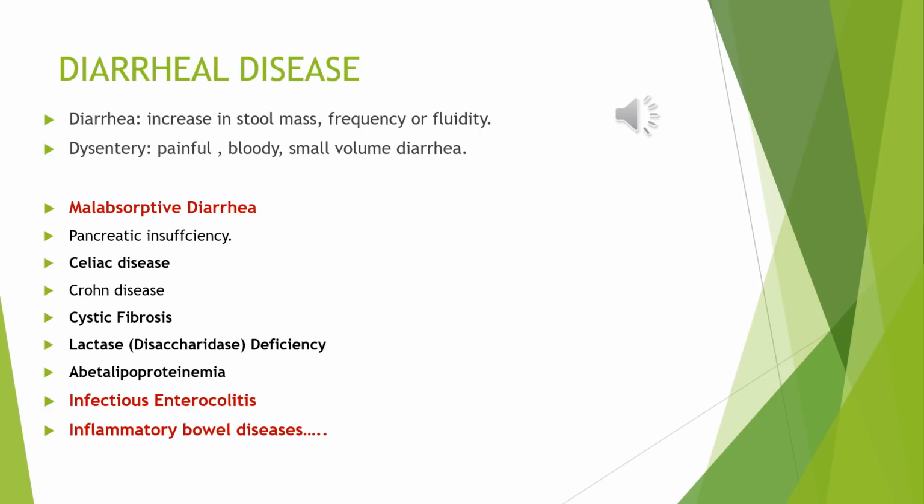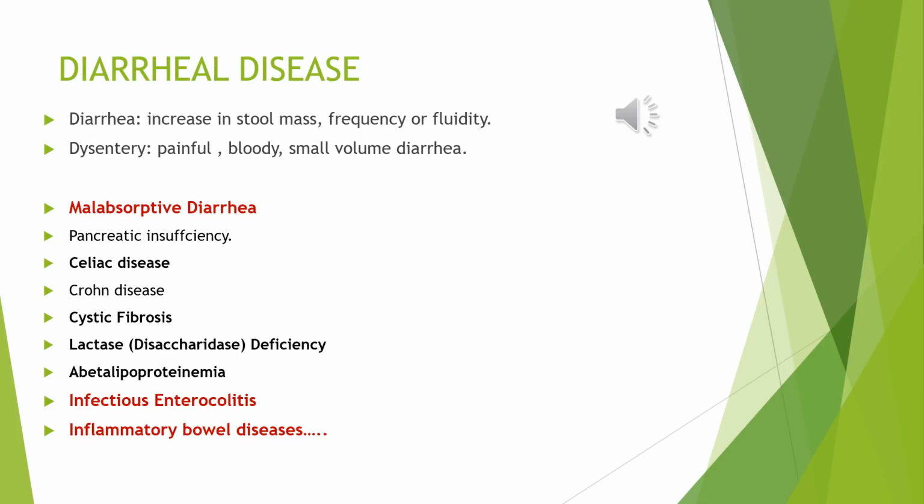Diarrhea as a manifestation of intestinal disease can be caused by a variety of causes, and it is subdivided into malabsorptive diarrhea, infectious enterocolitis or infectious diarrhea, and chronic inflammatory bowel diseases. In addition, sometimes ischemic colitis can result in diarrhea and some nutritional deficiencies. But the most common causes are malabsorptive diarrhea, infectious enterocolitis, and chronic inflammatory bowel diseases. The infectious enterocolitis will be covered in the microbiology section, and we already covered inflammatory bowel diseases in a separate section.